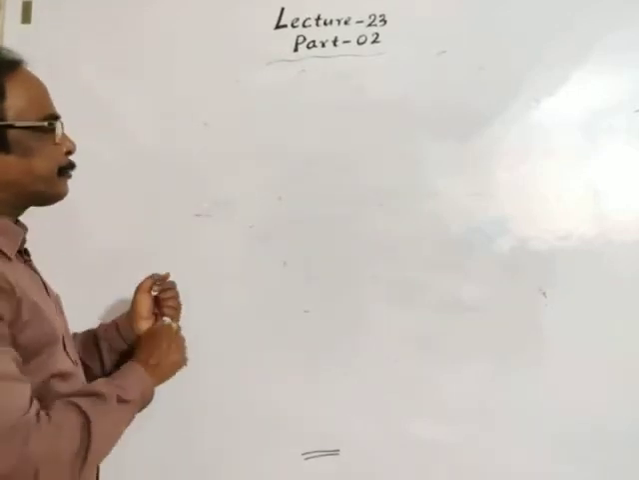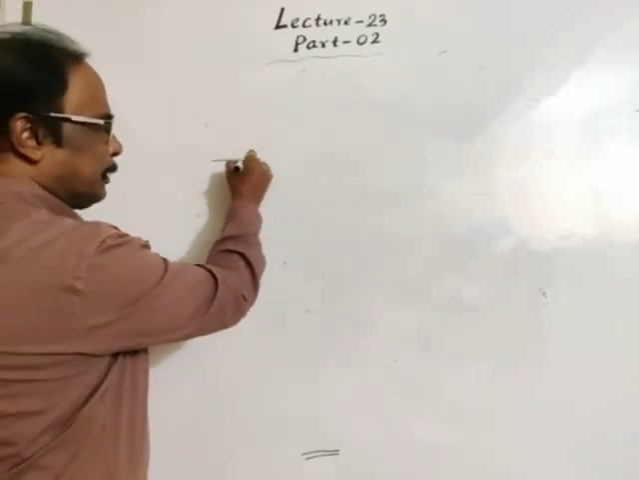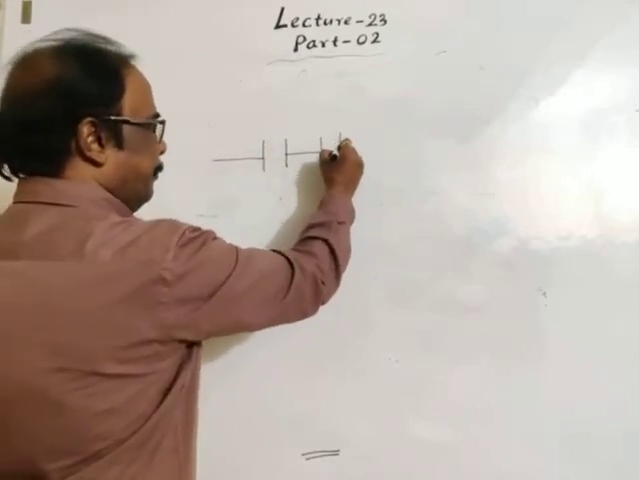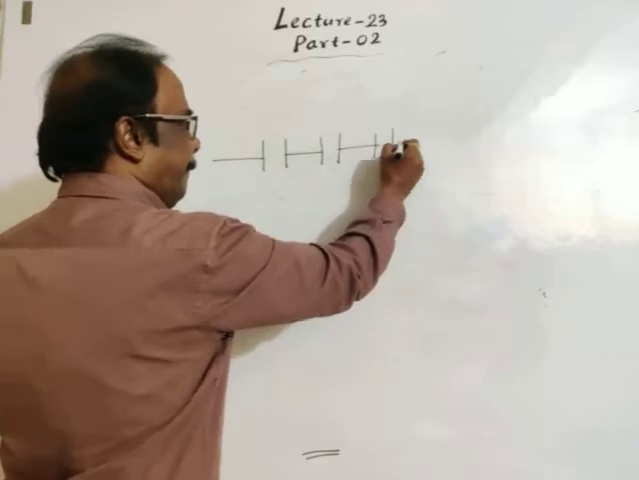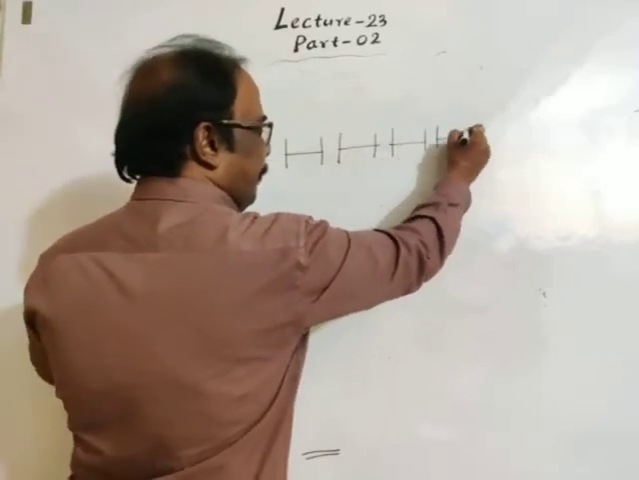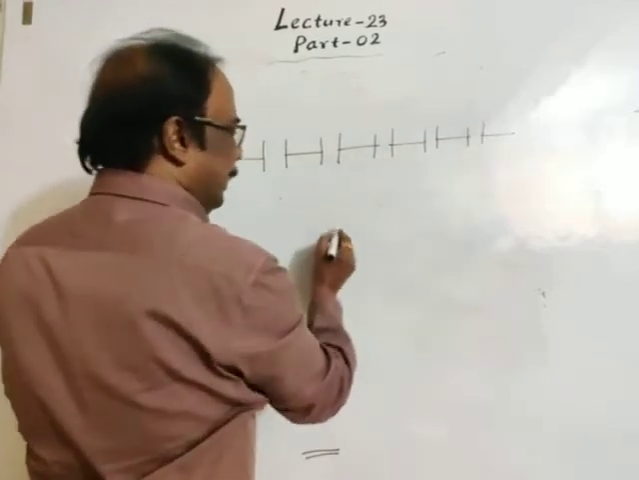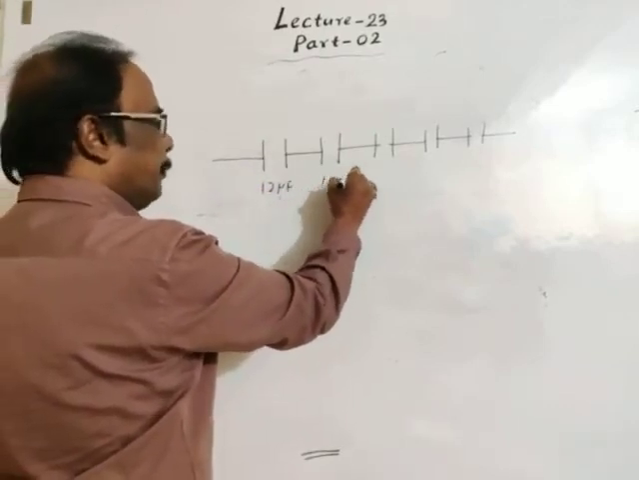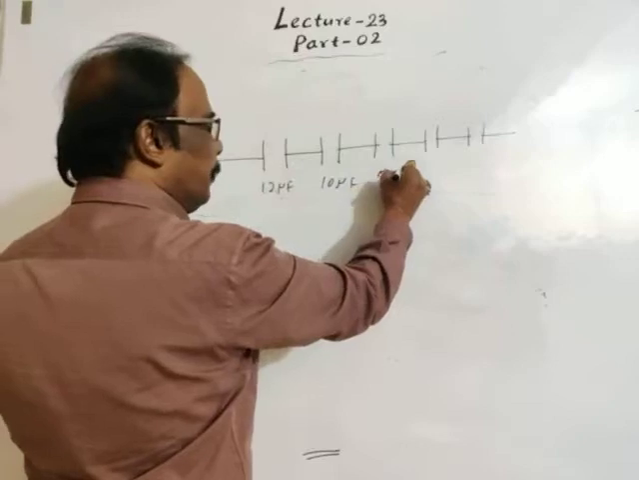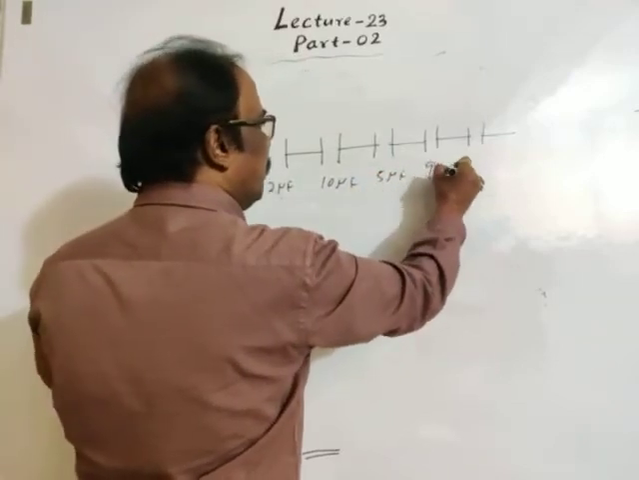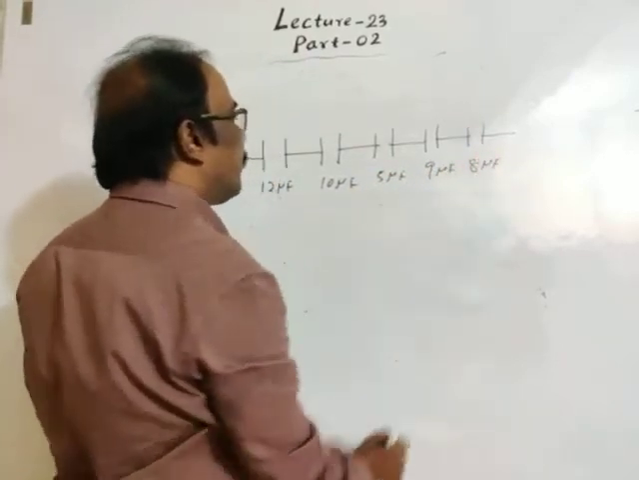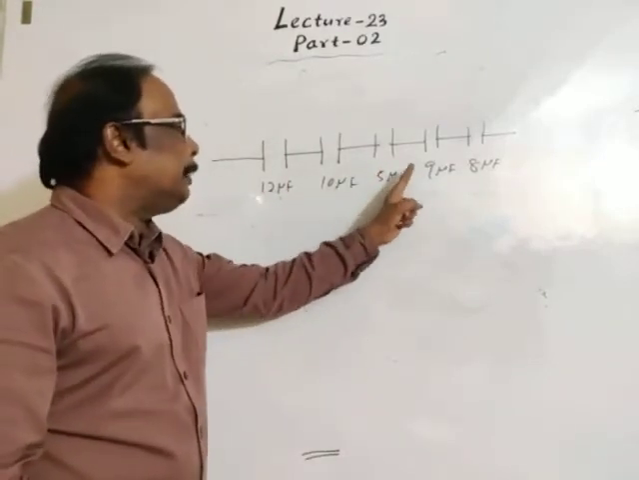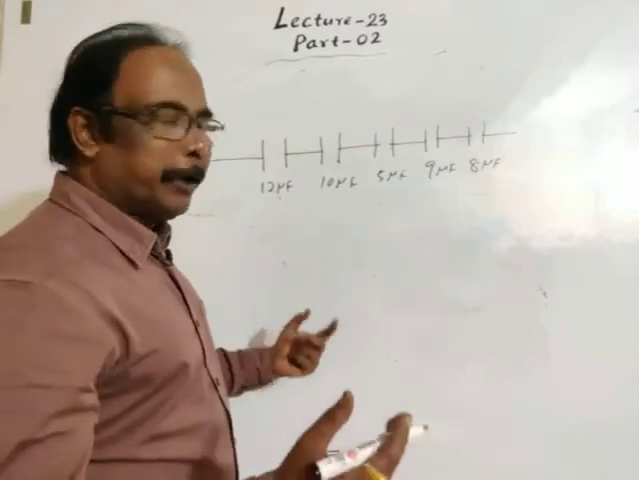So connecting wires, see. I am taking some capacitors, number 1, 2, 3, 4, 5. Let the capacitance of this capacitor be 12 microfarad, this is 10 microfarad, this is 5 microfarad, this is 9 microfarad, and this is 8 microfarad. So we have used 5 capacitors: 12, 10, 5, 9, 8 microfarad.